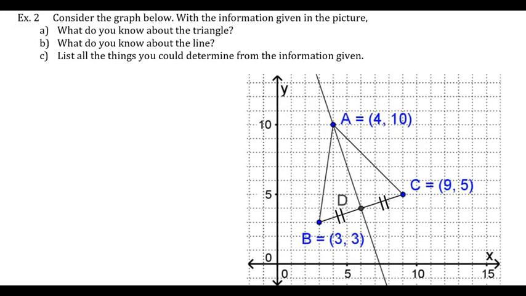So first of all, I want you to answer this yourself. Question A, you might say 1 or 2 things that you know about the triangle. Question B, what do you know about the line? You might be able to come up with a few things. And then C, I think, is the hard one. List all the things you could determine from the information that's given. I came up with, I think, like 18 or 19. Sometimes it's the same thing, but there's 3 of them, so I counted that as 3 different things.